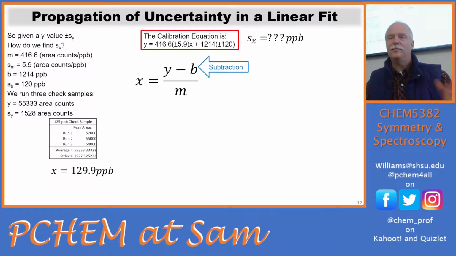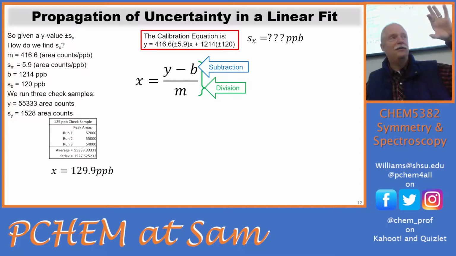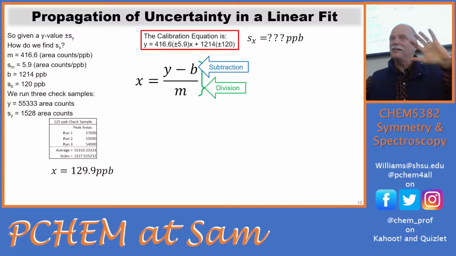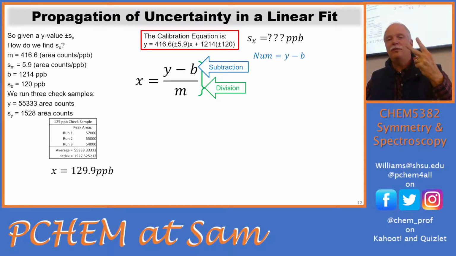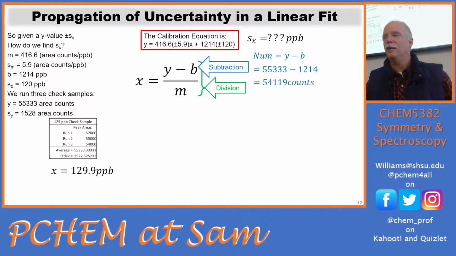So this is a subtraction on top and a division. So we've got a combination of our 2 cases. So the variance is applied to the y minus b, and the RSDs are applied to the division. So we've got to do this in 2 parts. The first part is just to solve for the numerator. I don't have a letter for it, so I'm just calling it numerator. Numerator is y minus b. So we calculate that, and we get our value.